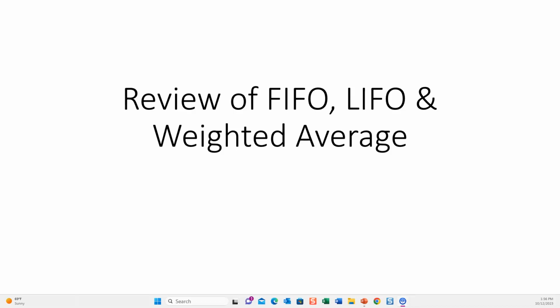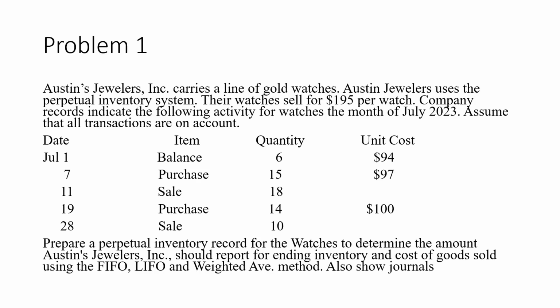This is a review of how to do FIFO, LIFO, and weighted average perpetual inventory system, just like you do in your homework. First, we look at the problem. We see we began with 6, we purchased 29, and we sold 28. So based on that, we should have 7 left over in ending inventory.